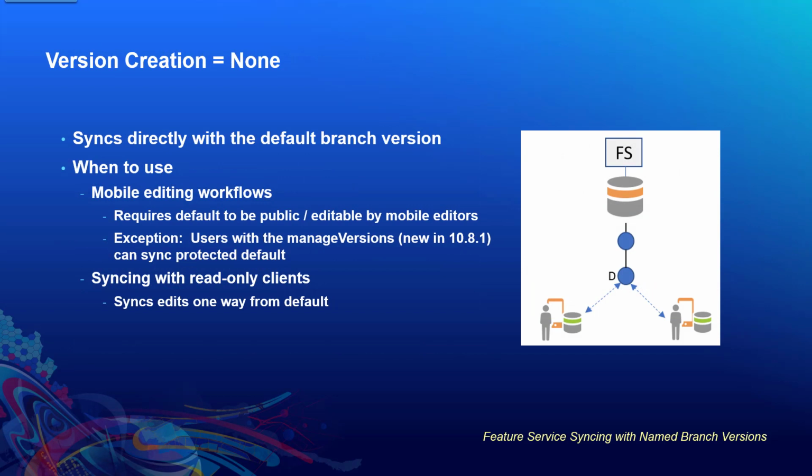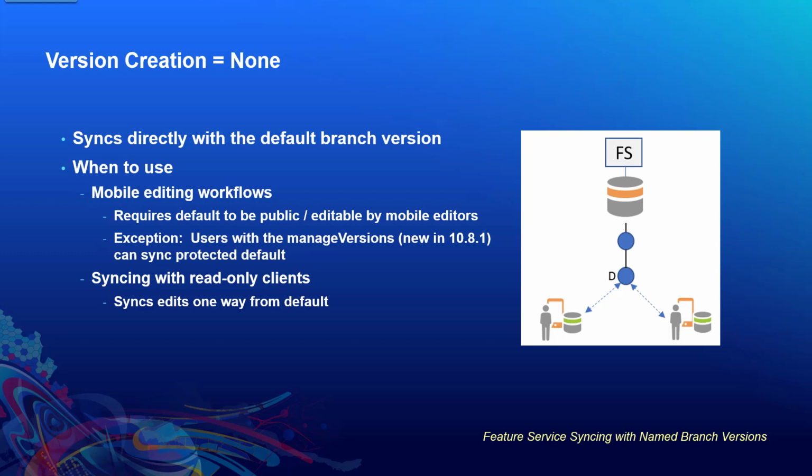With version creation equal to none, the sync goes directly against the default branch version. So you can see in the diagram in the slide, you've got a couple of offline editors, and when they sync, they're uploading and downloading edits directly from default. Now, when would you want to use this option? Well, one option is to use it for your mobile editing workflows. However, one requirement is that the default version be public. This is because the mobile editors need to be able to apply edits directly to default to sync their changes.